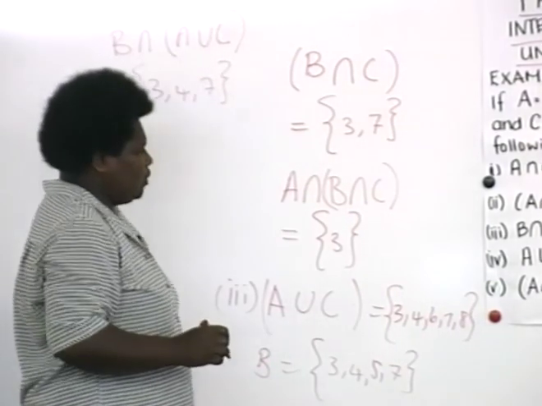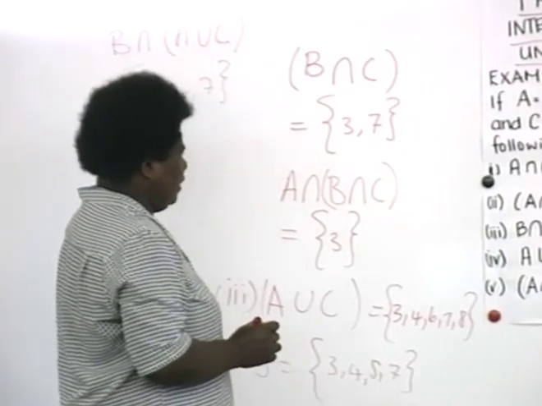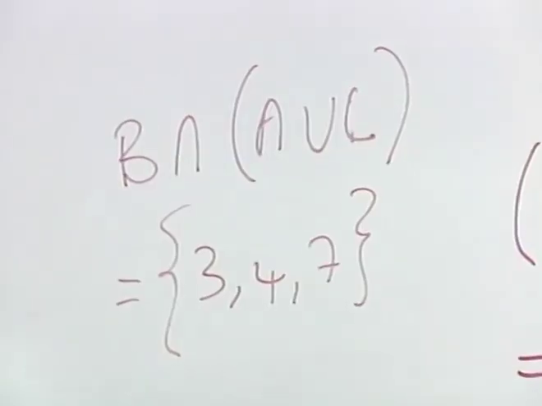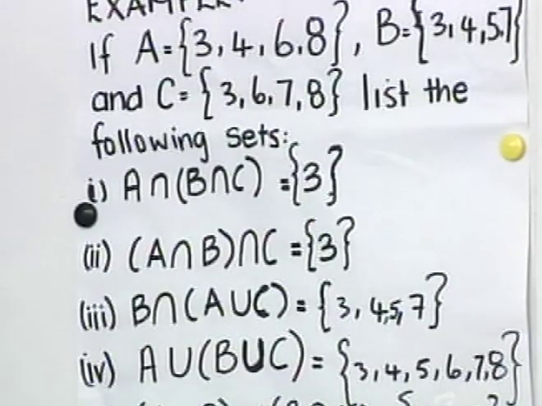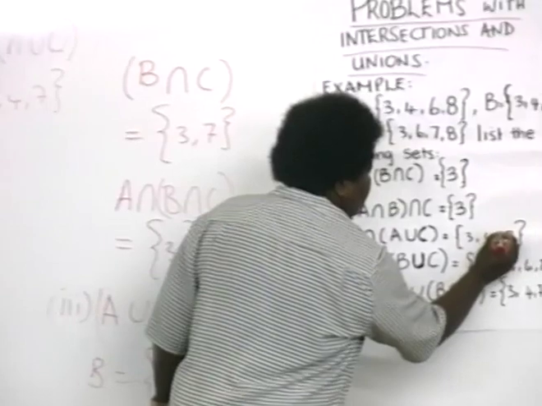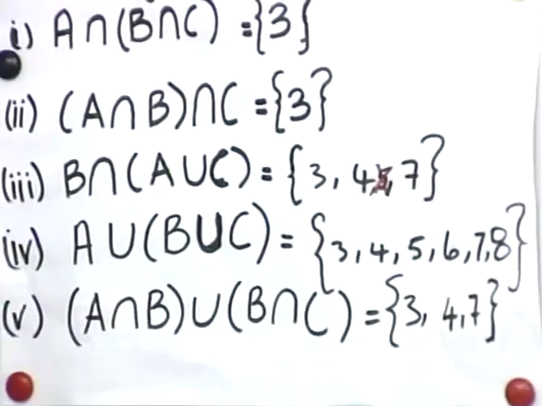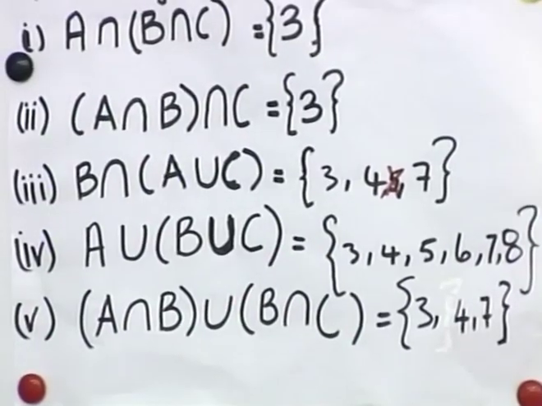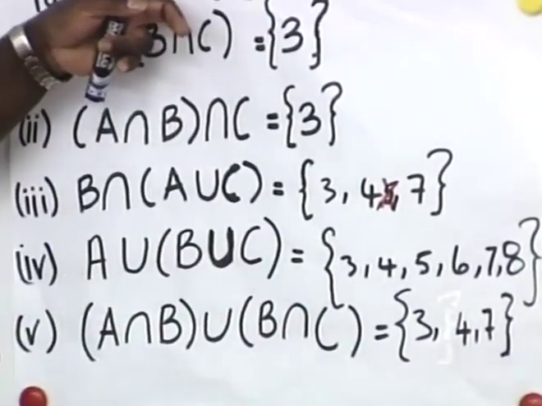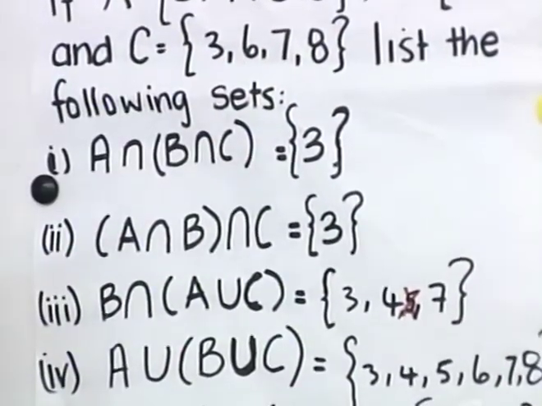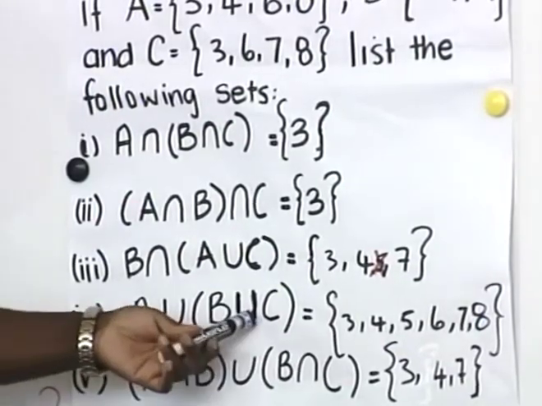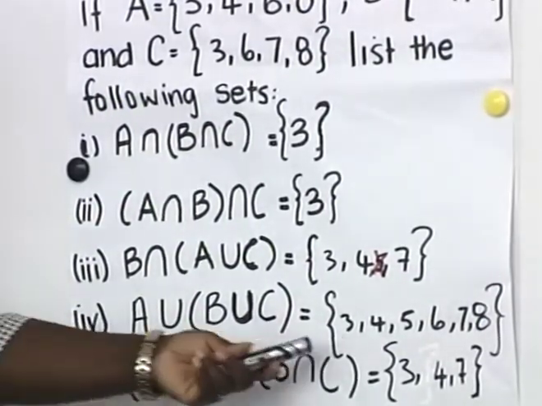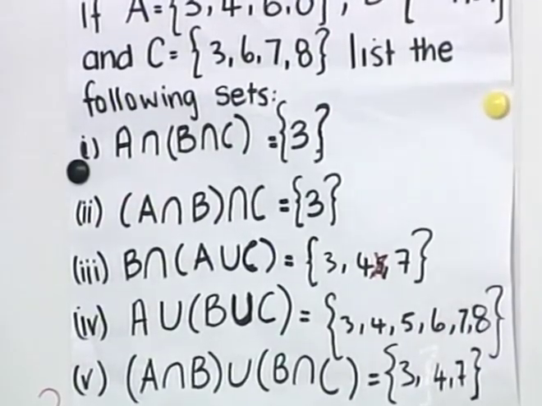For this one, I think, I've got 5 as well. Where did I get 5 from? Five is not correct. So this number should not be there. It's 3, 4, and 7. Next one, B union C has 3, 4, 5, 6, 7, and 8. All these numbers here. And A union B union C will include all of the numbers. So this one is easy: 3, 4, 5, 6, 7, and 8.